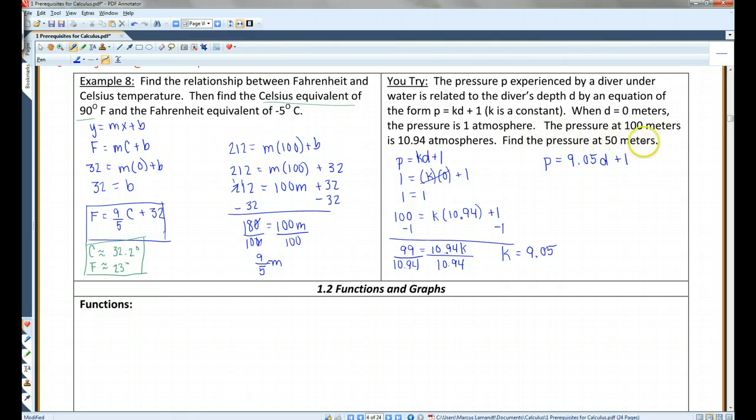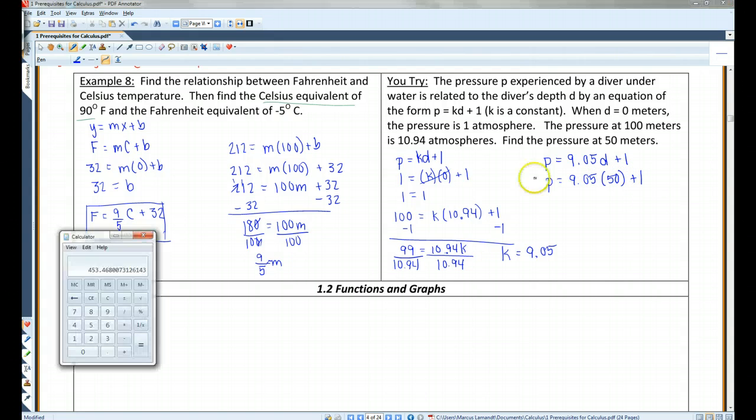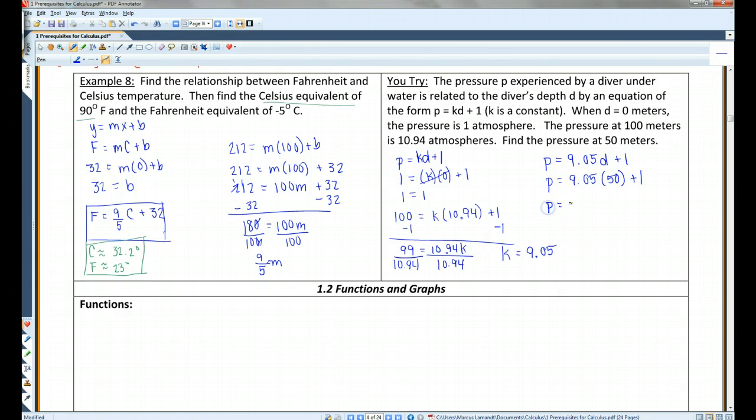So I'm going to plug this in for D. So 9.05 times 50, and these are atmospheres. I actually don't know the abbreviation. I'm just going to leave it like that. ATM. Alright, and that's all.